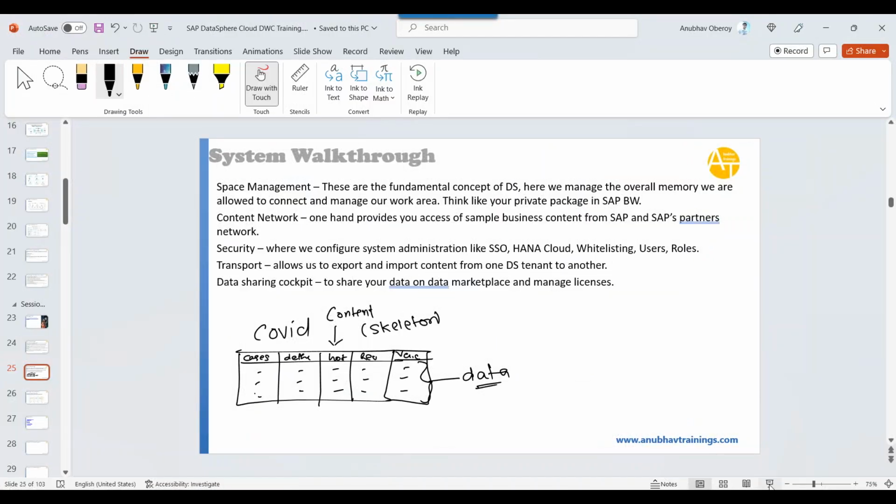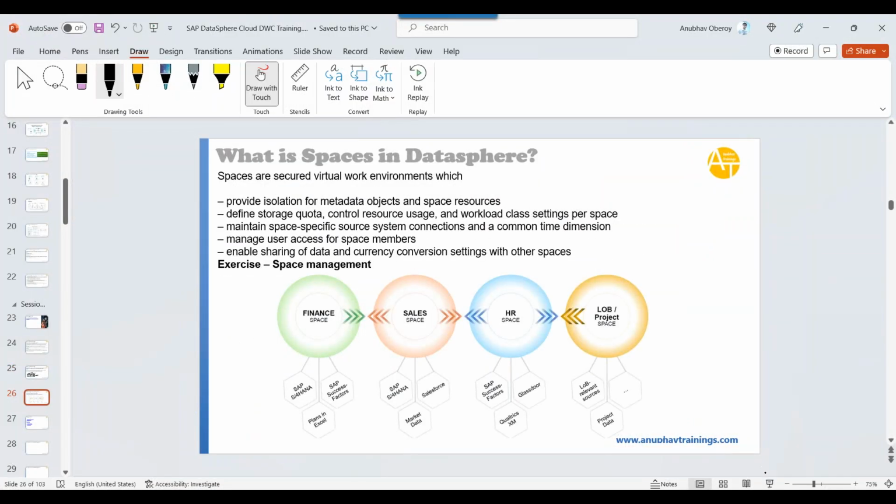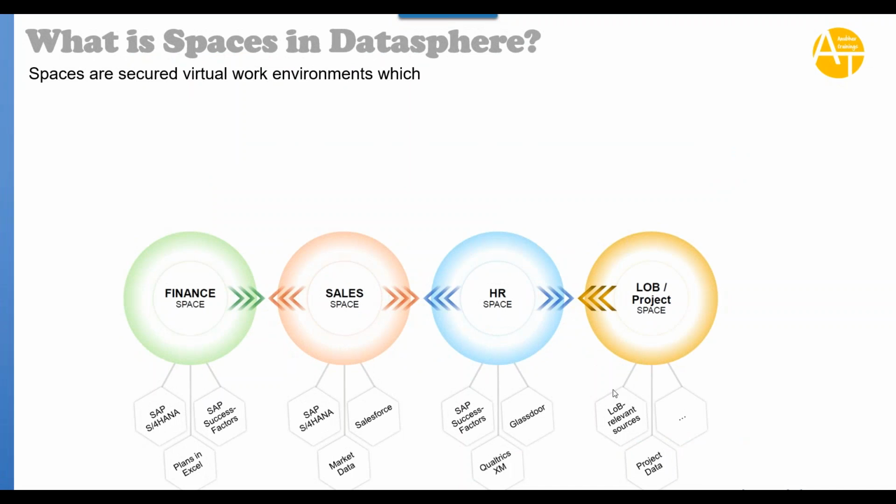Now let's talk about the next important part, which is space. So this is the most important part before you get started with anything on DataSphere. So now what is a space? A space is our secured virtual network environments, which is used for what? Which is used to provide an isolation of metadata objects and space resources.